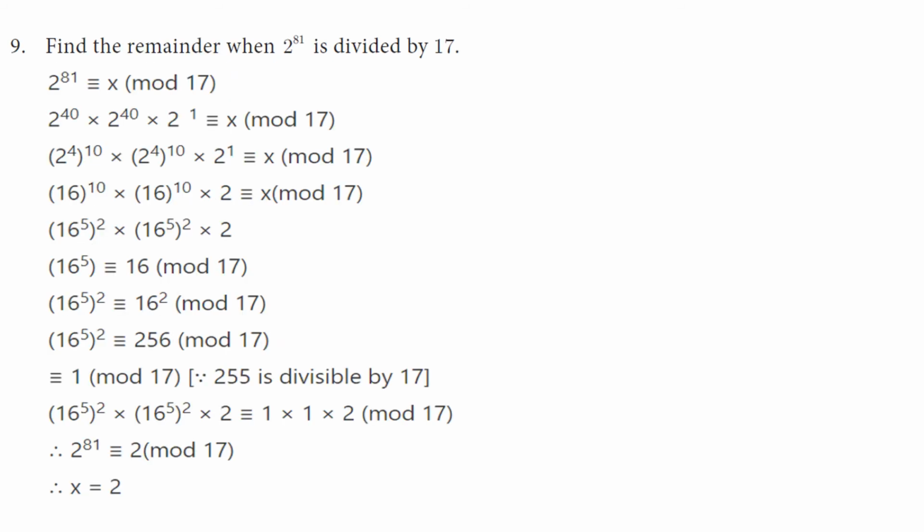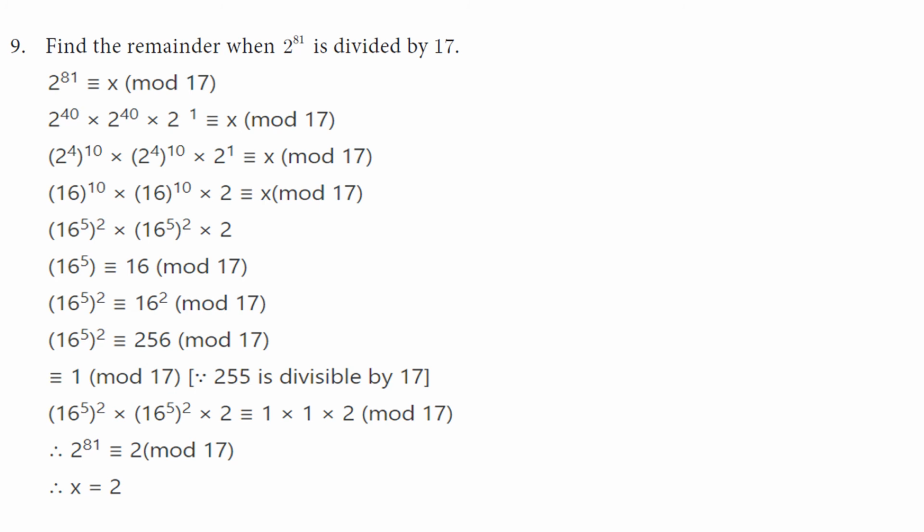Find the remainder when 2 to the power 81 is divided by 17. We can write it as 2 to the power 81 congruent to x mod 17. We can split it, because a to the power m into a to the power n equals a to the power m plus n. So we can write it as 2 to the power 40 into 2 to the power 40 into 2 to the power 1 congruent to x mod 17.